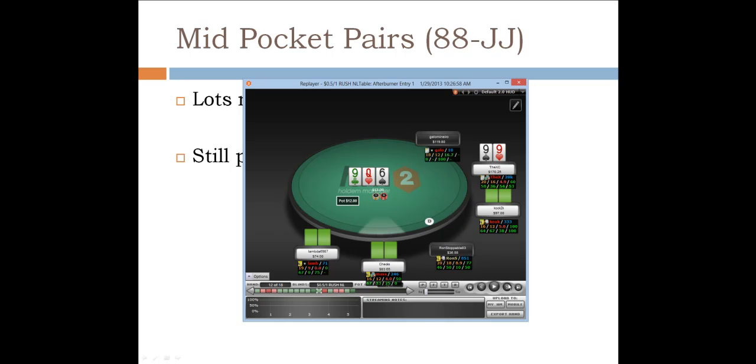All right, good flop. Bet $8. Get one call. King comes on the turn. I'm going to bet again, continue getting value. I get check raised here.